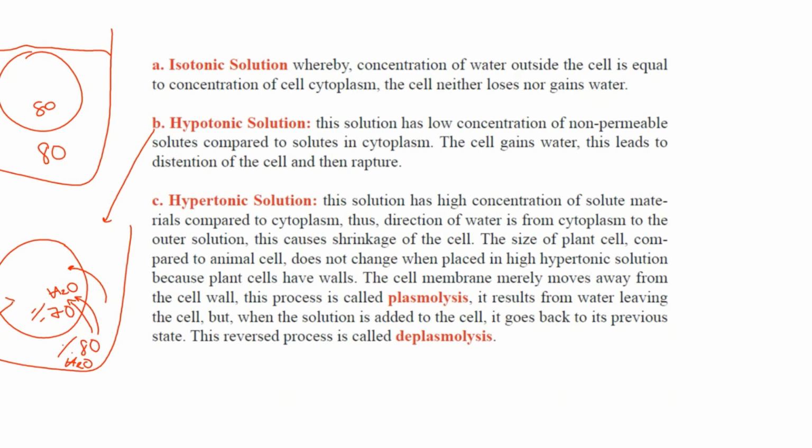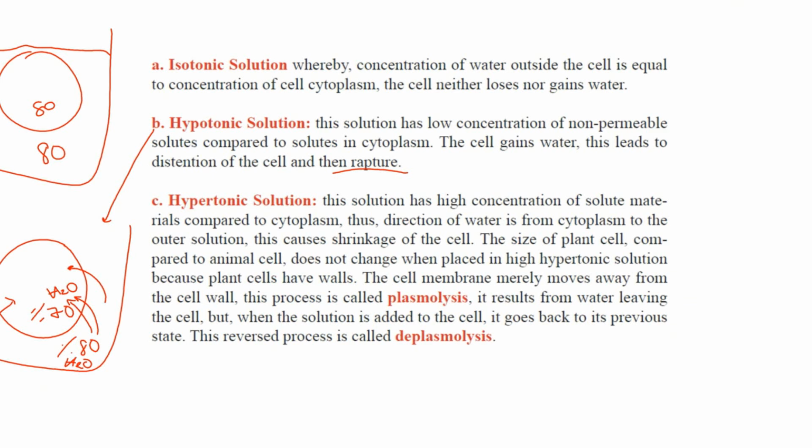And how does the cell get rid of water if there is no contractile vacuole, which we studied in freshwater organisms? The cell swells, increases until a limited size and then ruptures. But this rupturing is for animal cells, not for plant cells, because plant cells are covered by a cell wall.